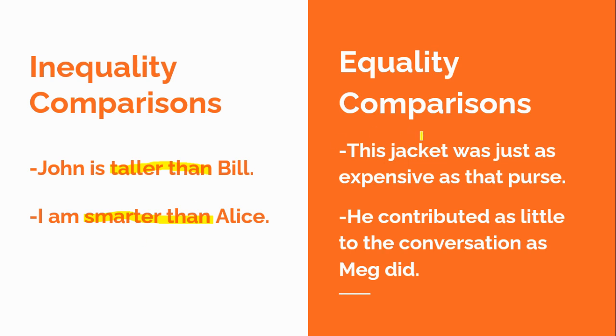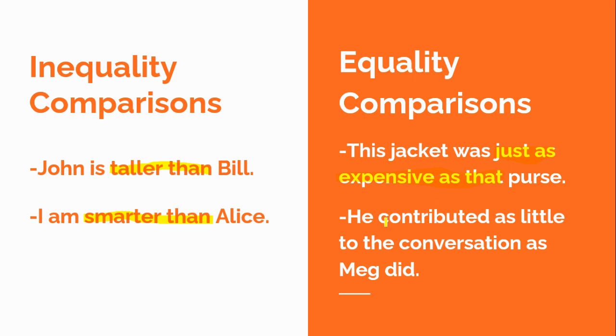The second type we have are equality comparisons. This jacket was just as expensive as that purse. That means they were the same price. So price is the thing being compared between the jacket and the purse, and they had the same or an equal price.